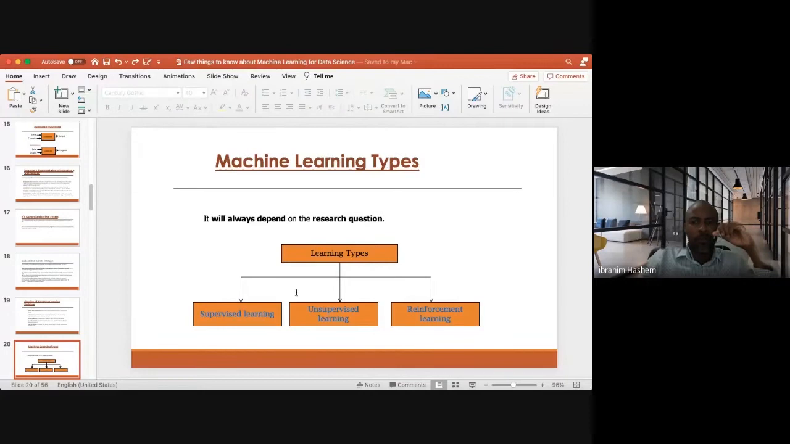Reinforcement learning is based on reward and punishment. So when you have reinforcement algorithms or learning, you are trying to reward the machine as it does the right thing and punish it as it does the wrong thing.